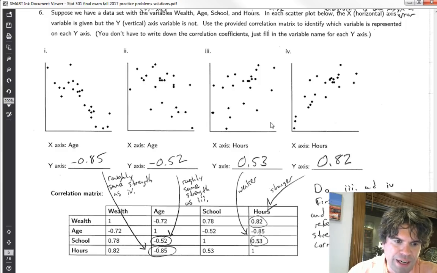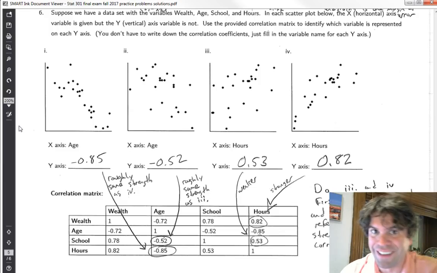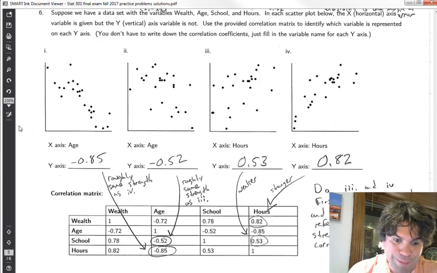And you know what? I just realized I made a mistake in my solutions. It says you don't have to write down the correlation coefficients, just fill in the variable name, and I did the opposite on my solutions. So when students did this, I did count it as correct, but really I should be putting in the variable name. So I'll do that here in this video.